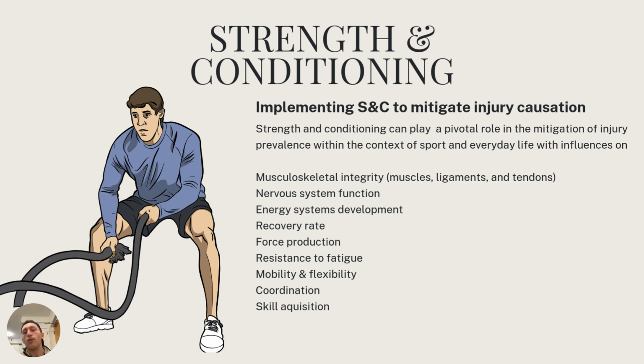So strength and conditioning can play a pivotal role in the mitigation of injury prevalence within the context of sport and everyday life, with influences on the following: musculoskeletal integrity, so our muscles, ligaments, and tendons, our nervous system function, how we develop and how we maintain energy systems, or how fast we recover. That kind of goes with energy systems development, force production, our resistance to fatigue, our rigidity, mobility, and flexibility, how well we move through full range of motion, strength at length, and then coordination, and through that skill acquisition on field, on ice, in sport, skill development.